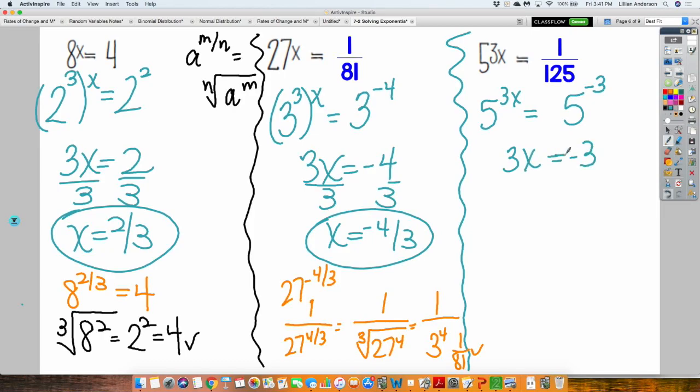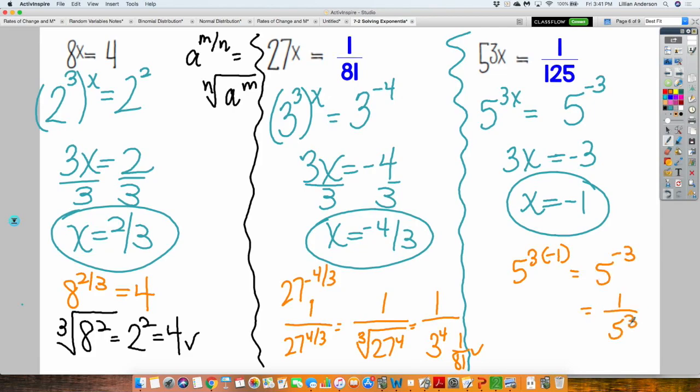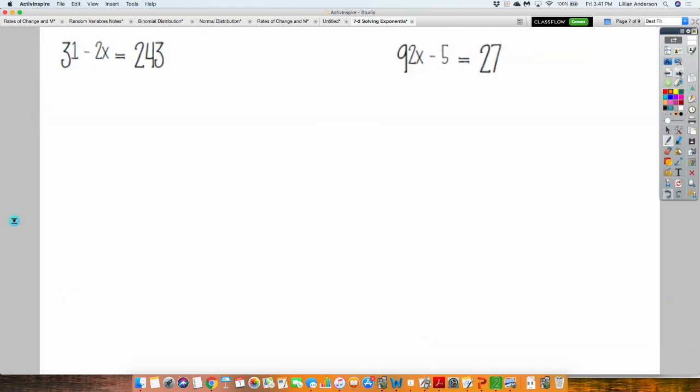Drop my bases and set my exponents equal to each other, and x is going to equal negative 1. And when I plug in the check, that becomes 5 to the negative 3rd power, 1 over 5 to the 3rd power, which is 1 over 125. Questions? Get that common base, get that common base, get that common base, okay?